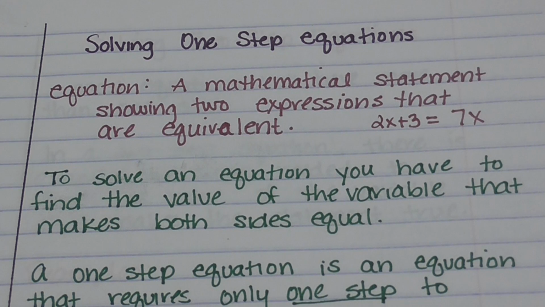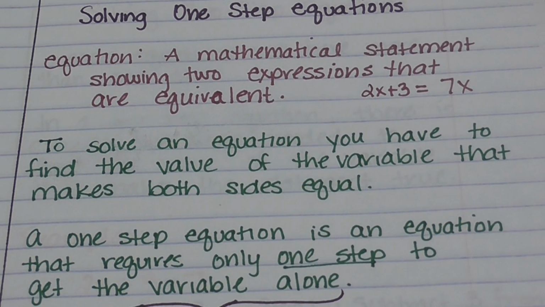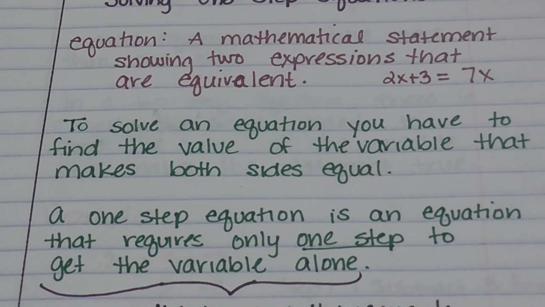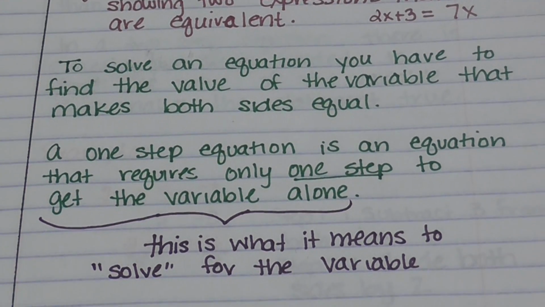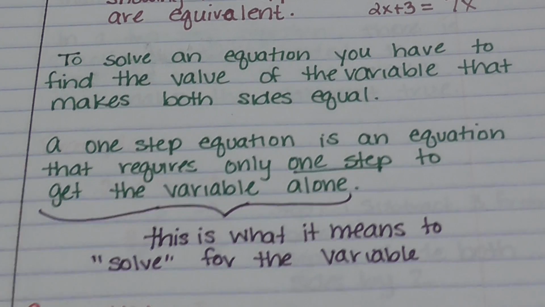To solve an equation, you have to find the value of the variable that makes both sides equal. So basically, in general, a one-step equation is an equation that requires only one step to get the variable alone. This is what it means when they say solve for x. Solve for x means get the variable by itself. Get x by itself, or whatever the variable may be.